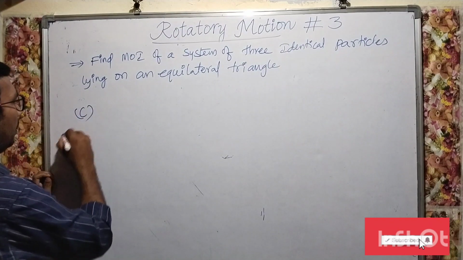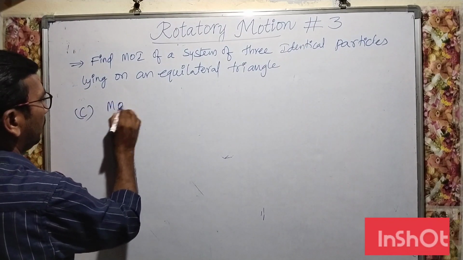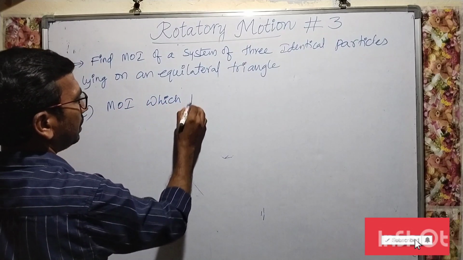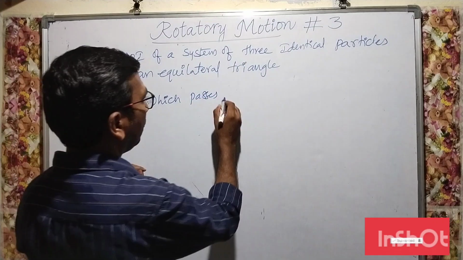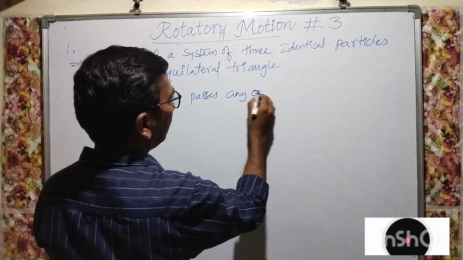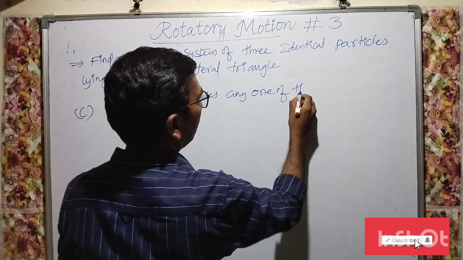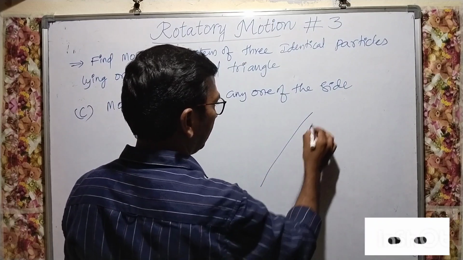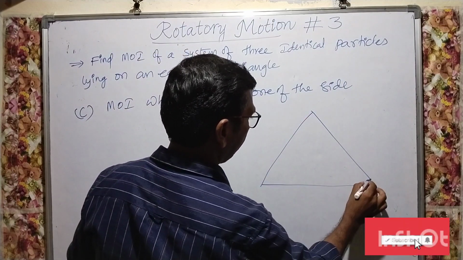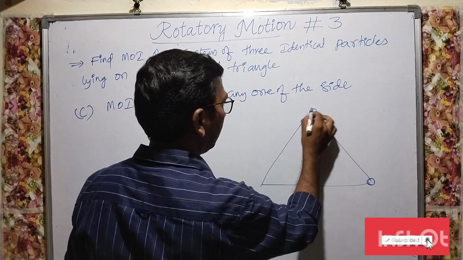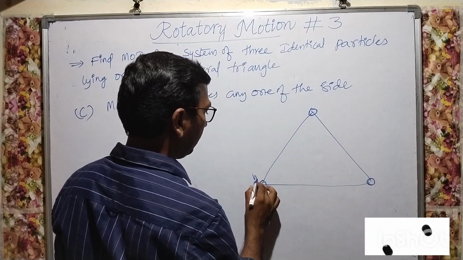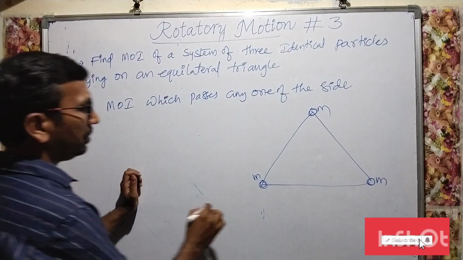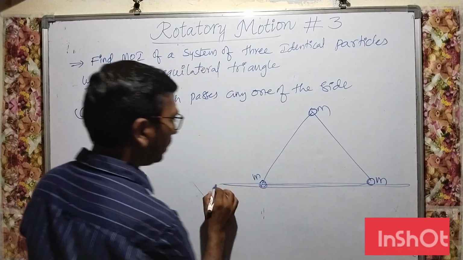Next, see, the MOI which passes through any one of the sides. So this is an equilateral triangle, and identical masses are there: M, M, M. Now the axis of rotation passes through any one side. So this is the axis of rotation.